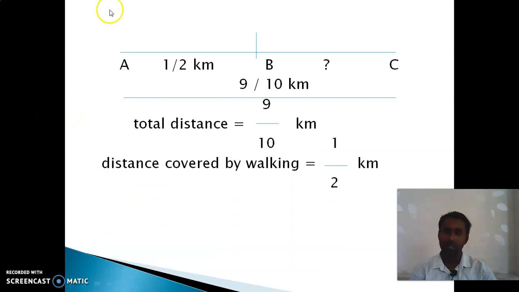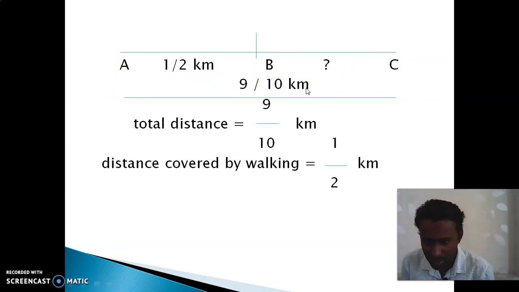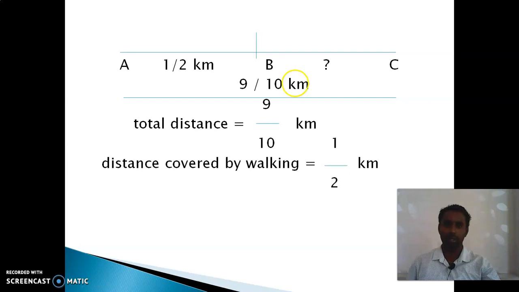Okay, first one, here I have taken from A to C. This is the total path. The total path distance is 9 by 10 kilometer. Understand? Total distance, which should be 9 by 10 kilometer. And while she is going from A to B by walking only, she covered this much distance. Next, from B to C, she used a bus while covering the remaining distance.